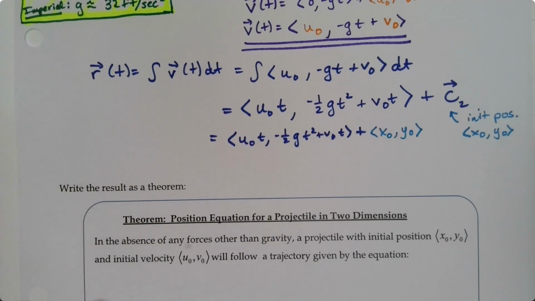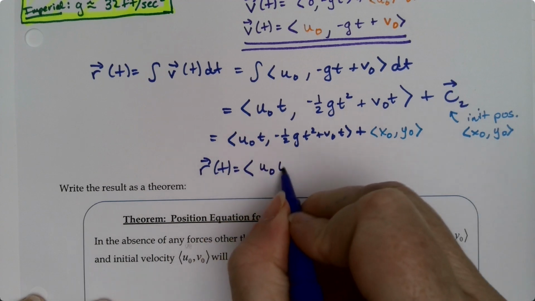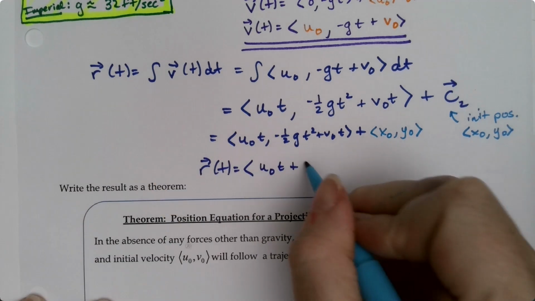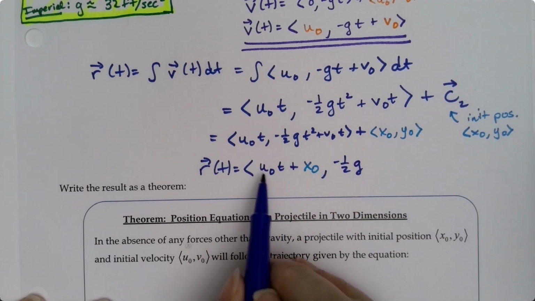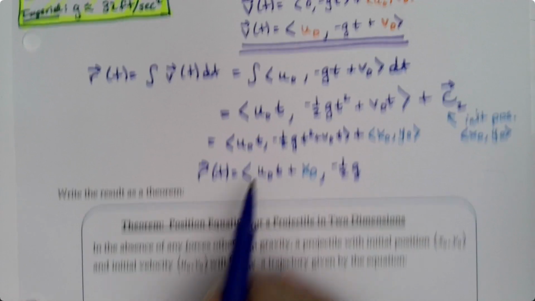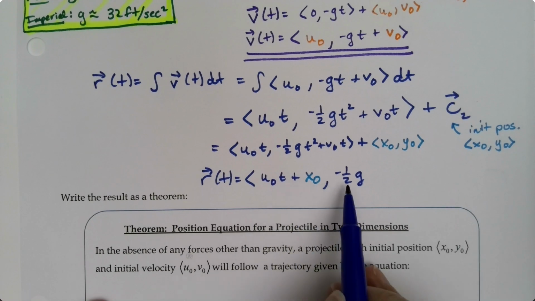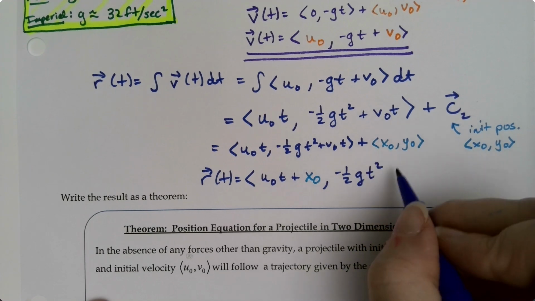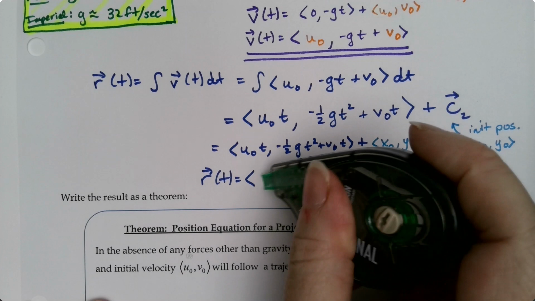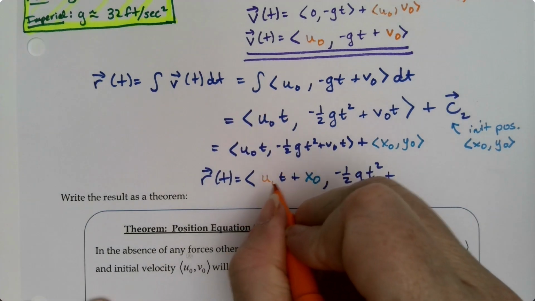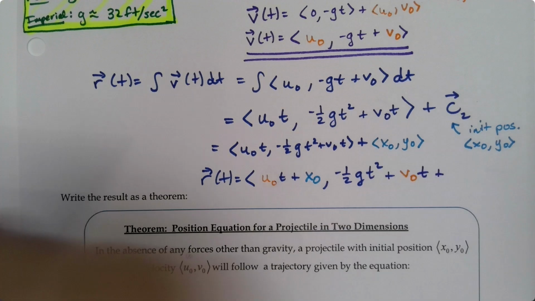And so that means that r of t, which is what we were really looking for, is equal to u0t plus x0, and then negative 1/2, that's gravity. So this is the x motion direction at the beginning, right? So that's the velocity, if you will, in the x direction, times t plus the initial x position, negative 1/2 g t squared, there's gravity, plus v0. Actually, you know what? Wait 1 second. This is the initial velocity. This is the initial velocity times t plus y0.